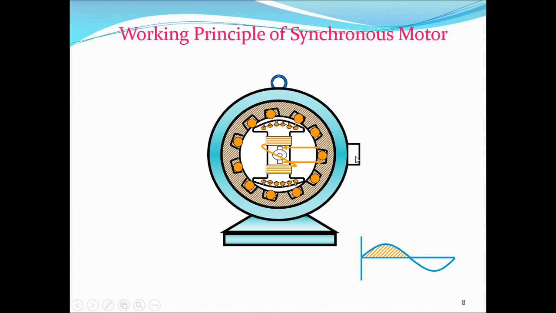When it is connected to the supply, current starts flowing through the stator winding, and it produces a rotating magnetic field. Flux is produced, and the resultant flux is 1.5 times the maximum flux, and it produces magnetic poles rotating in a clockwise direction. So this is the rotor as shown, and this is the keyhole to lift the synchronous motor.